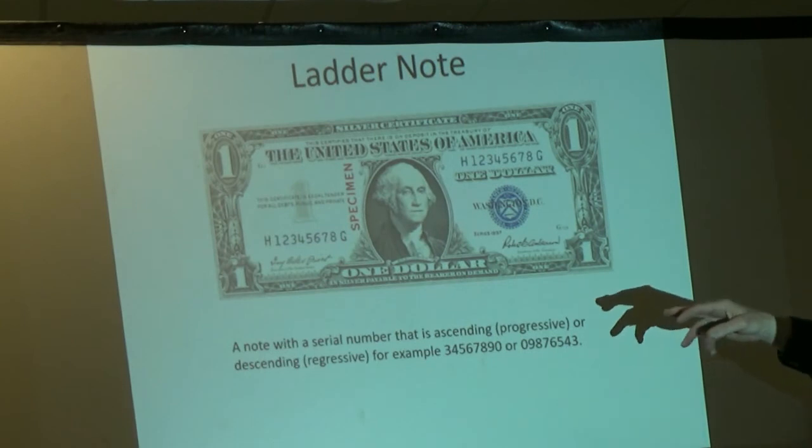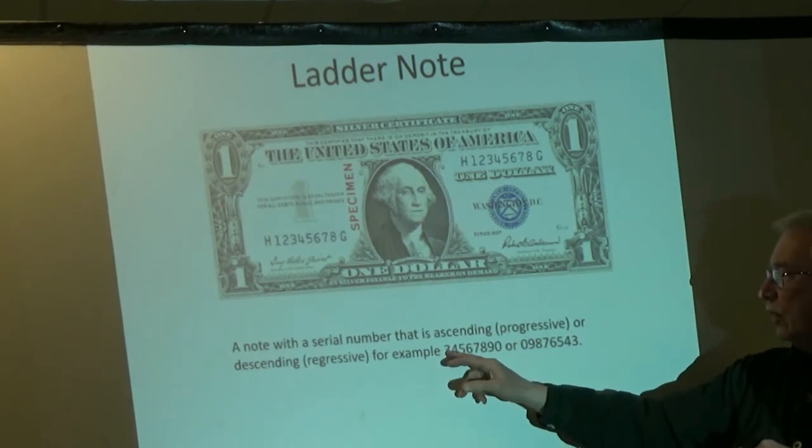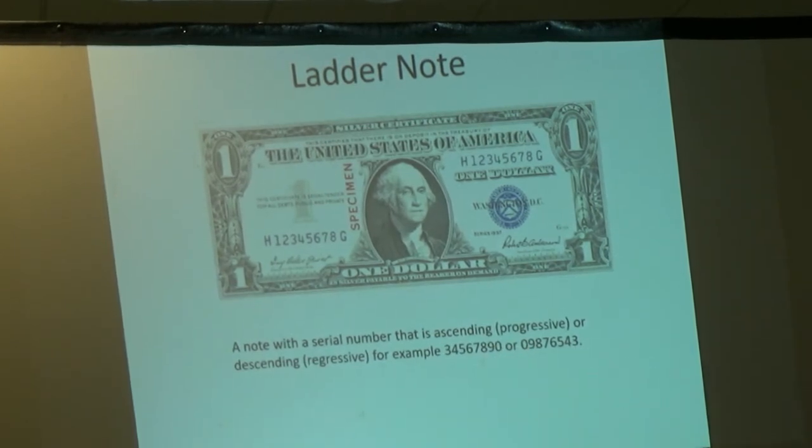have a progressive or regressive one where it turns over. So you go from 3 to 0 or 0 to 9. So it can be ascending or descending. Again, it's an interesting thing. So if you find a note like this, it's something a little bit unusual.